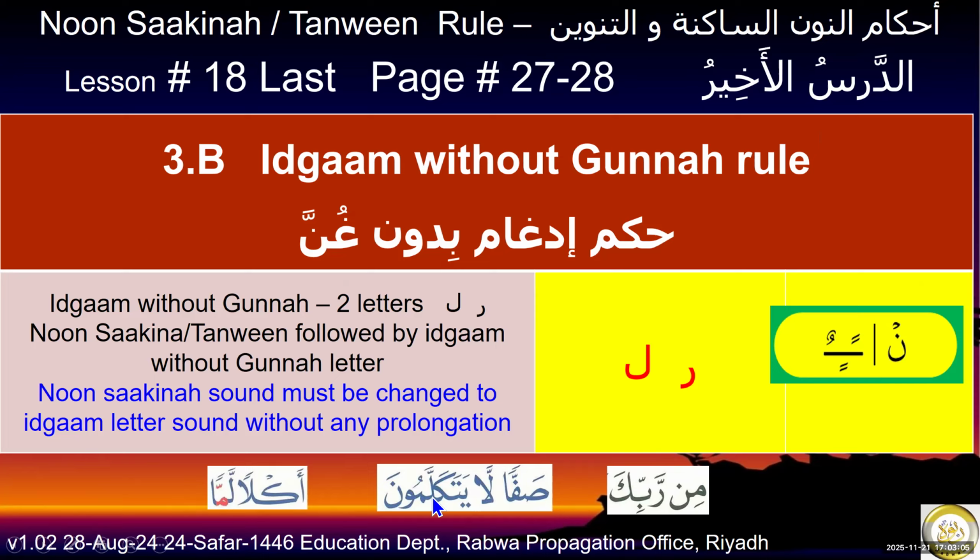Saffal la yatakallamun. Saffal. Fathatain followed by letter lam. So here you remove the one fatha, join with the lam sukun, that is safal. Fa fatha, lam sukun, fal. Safalla yatakallamun. Aklallamma. Meem is having shadda, so you have to prolong 2 units. So this is the way you have to read it with the idgham with gunna and idgham without gunna.